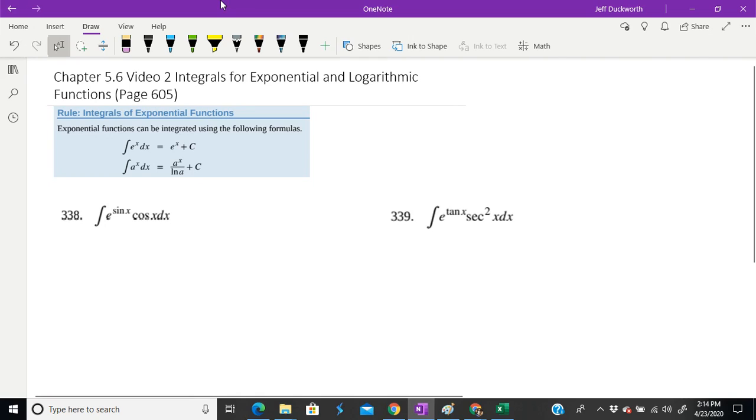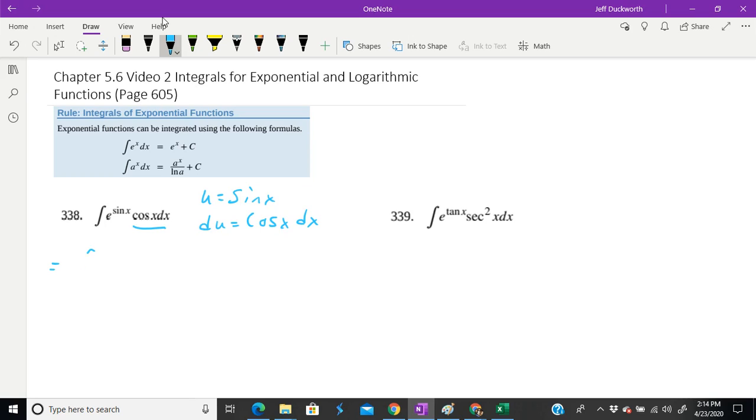So let u equal sine of x, which makes our du equal cosine of x dx, which we happen to have right there. So this easily transforms into the integral of e to the u du, which from our very first formula just gives us e to the u plus c.